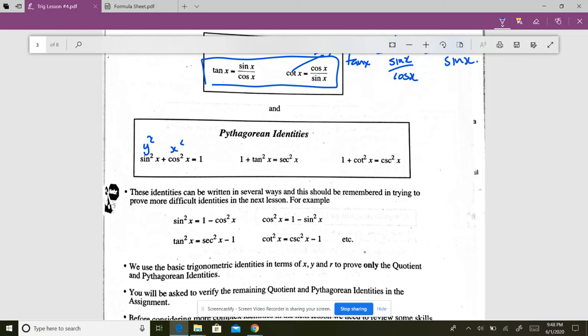From that, you can get these other two. 1 plus tan squared is equal to secant squared, and 1 plus cotan squared is equal to cosecant squared. Again, don't need you to memorize them, just need to know how to use them. All right, you will always have a formula sheet.